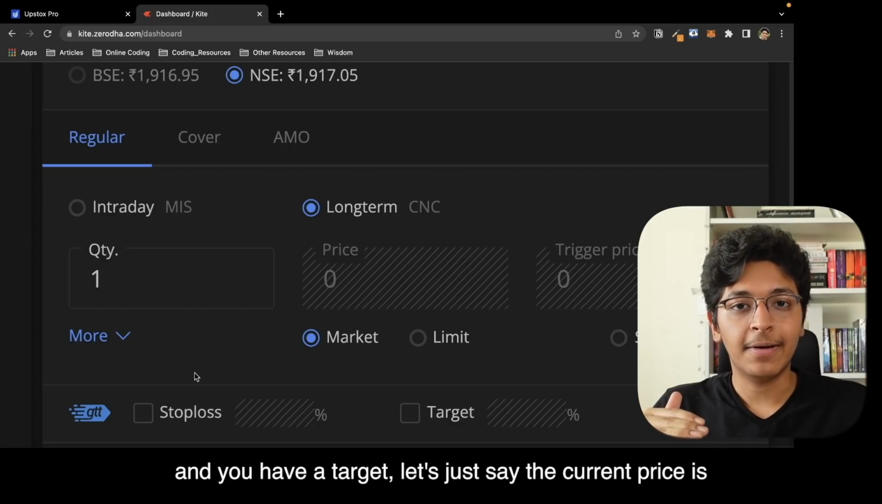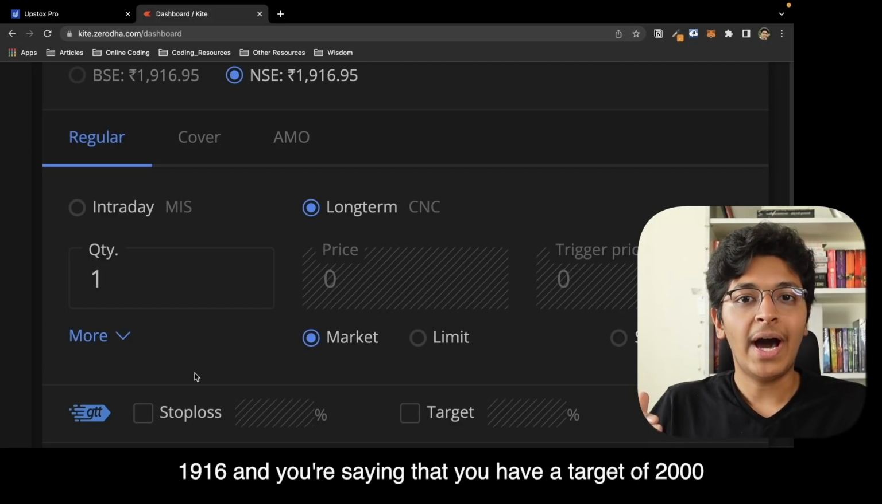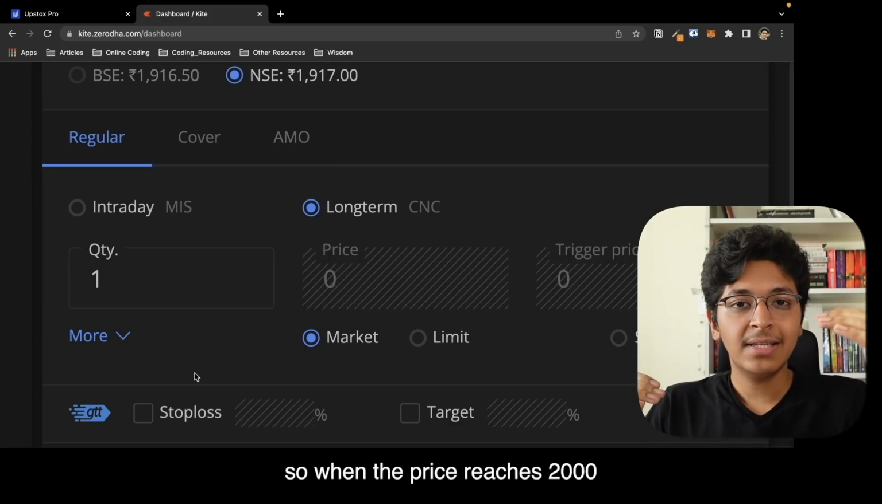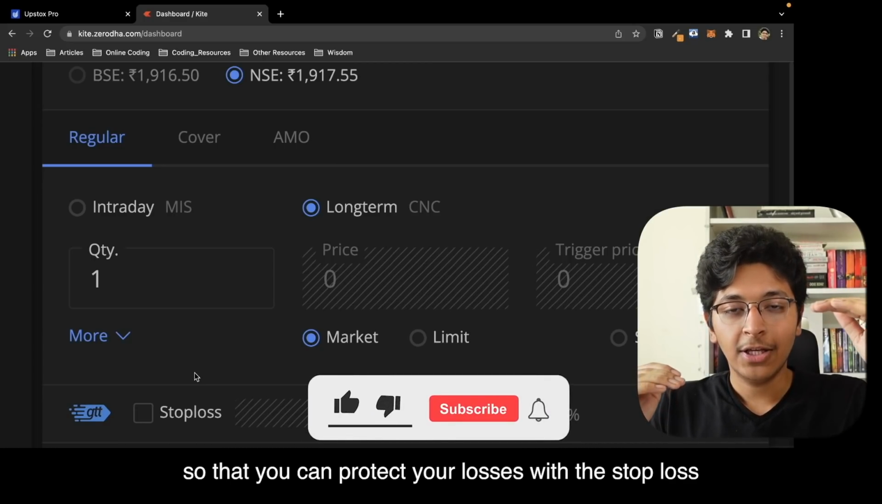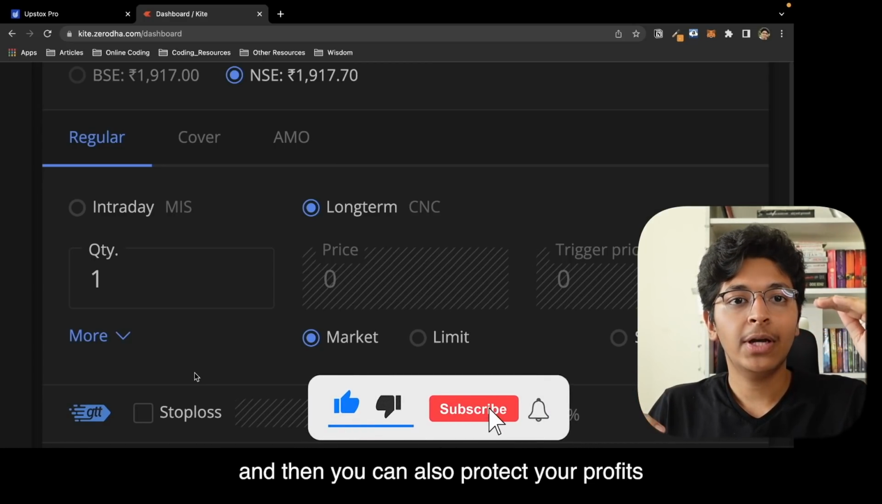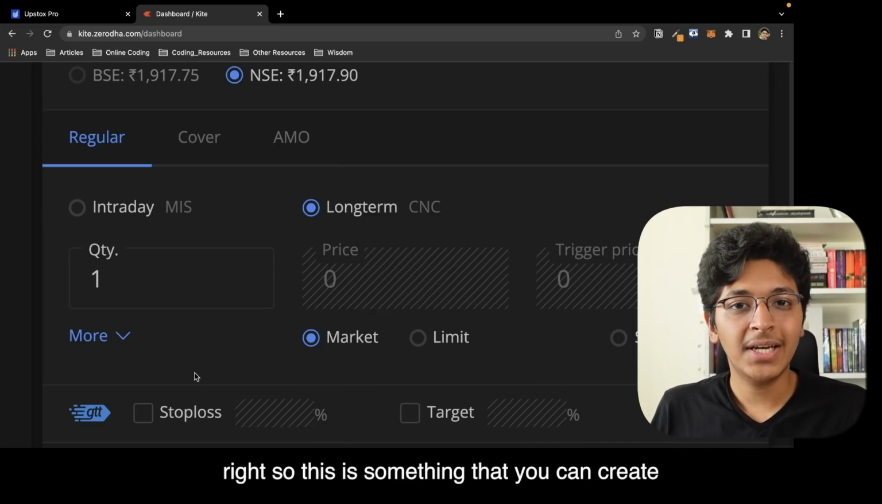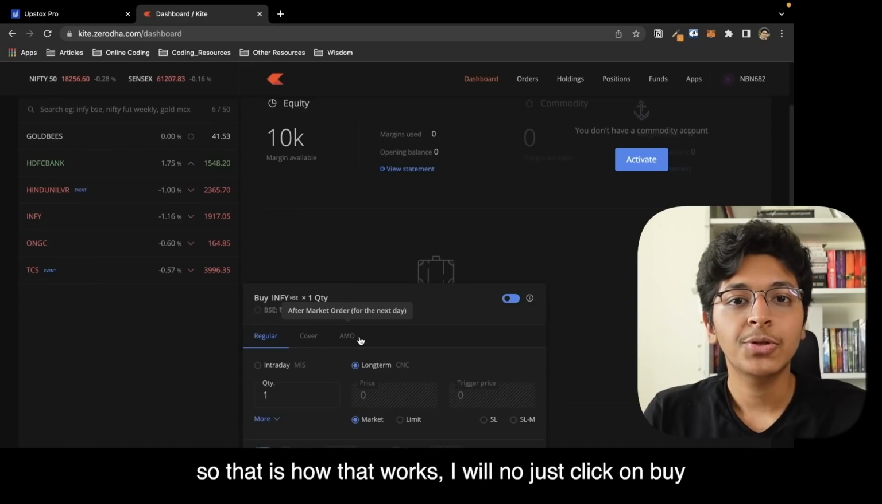And you have a target. Let's just say the current price is 1916 and you are saying that you have a target of 2,000 rupees, for example. So when the price reaches 2,000, it will automatically be sold so that you can protect your losses with the stop loss and then you can also protect your profits, right? So this is something that you can create. It's a system that you can build so that you are protected from both the sides. So that is how that works.